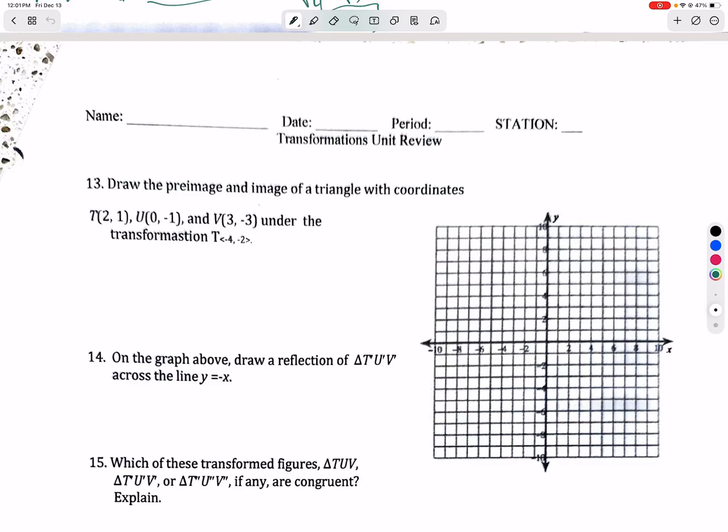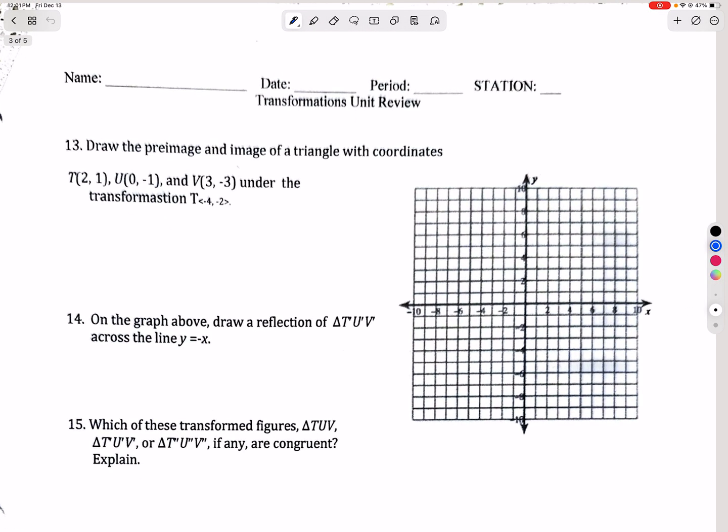I don't know why I did that. Okay, draw the pre-image and the image of triangle. Ugh. I'm making a video. I can't make anything without people trying to get my room.